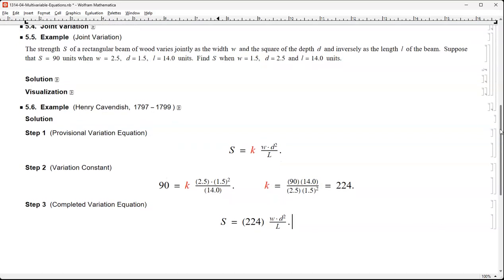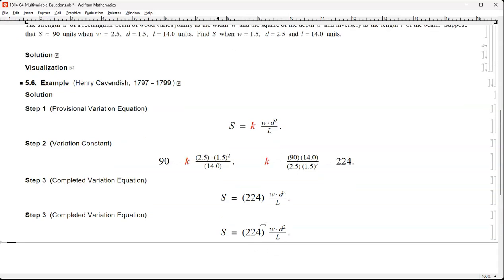So let's answer the question. Find S when W, D, and L are like those. Okay, no problem. Copy and paste this thing. And W is 1.5, D is 2.5, and then L is 14.0.